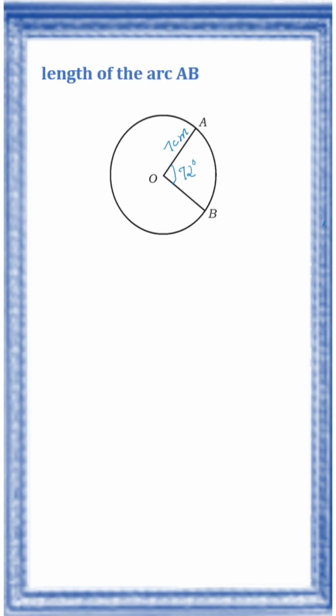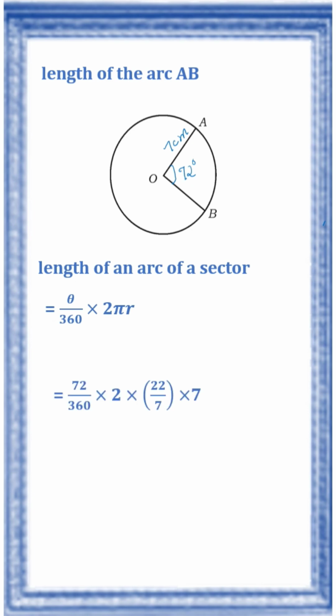With this knowledge we can calculate the length of arc AB. Formula for the arc of the sector is theta by 360 into 2 pi r. Now let us substitute the values. Theta is 72, radius is 7, pi is 22 by 7. Here 72 into 5 is 360. 7 and 7 get cancelled.